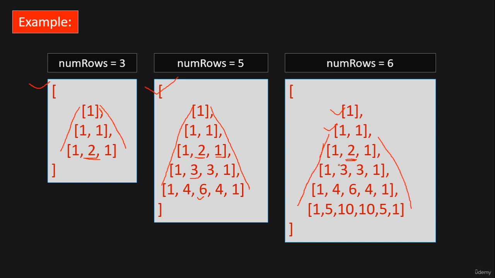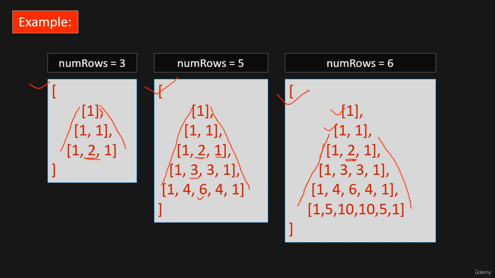Here 3 is the sum of 1 and 2. Here 3 is the sum of 2 and 1. Here 4 is the sum of 1 and 3. 6 is the sum of 3 and 3. 4 is the sum of 3 and 1. And here 5 is the sum of 4 and 1. Here 10 is the sum of 4 and 6, and here 10 is the sum of 6 and 4. And 5 is the sum of 1 and 4. So if we're given numRows equals 6, then we have to return this Pascal's triangle.